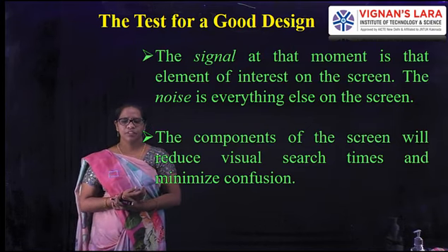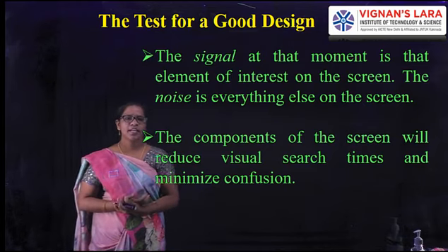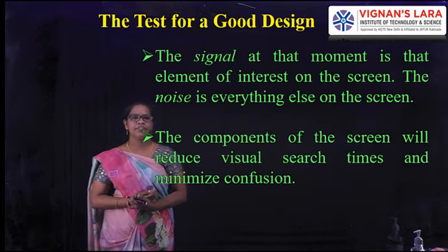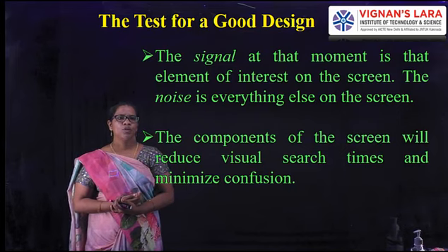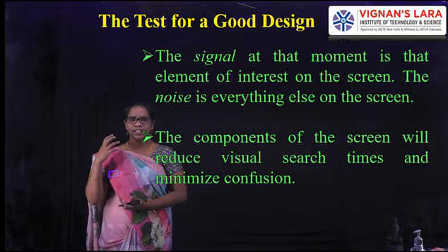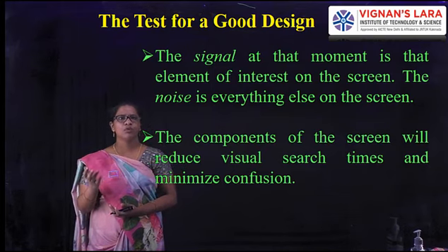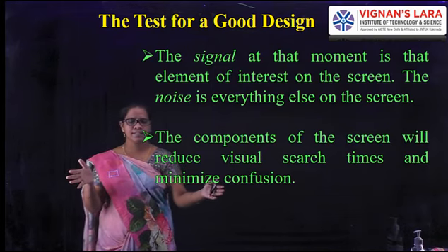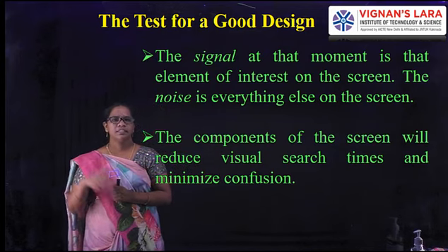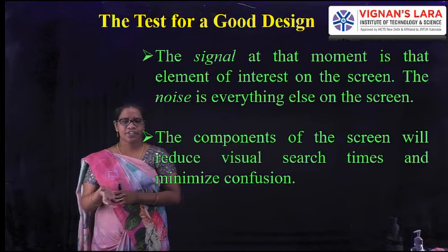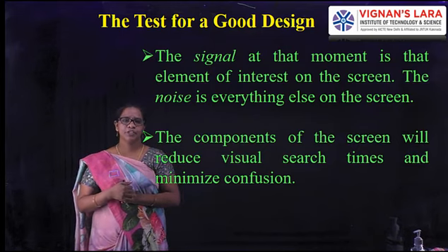So if the screen is not clear, then we can say that is noise. And the next point is that the components of the screen will reduce visual search times and minimize confusion. So whatever the screen elements or components are, what are the components of the screen? If the screen is like this, what are the components on it? The components are nothing but the elements that are arranged. Okay, so they will reduce the visual search times and minimize the confusion.